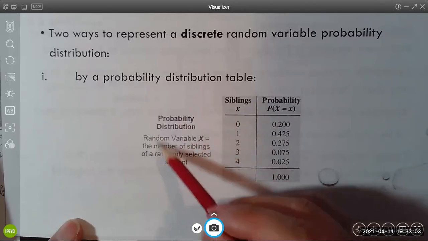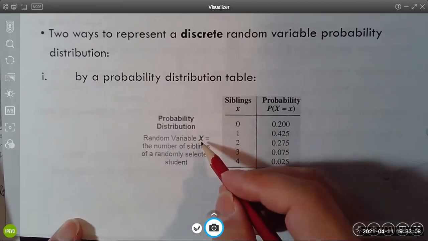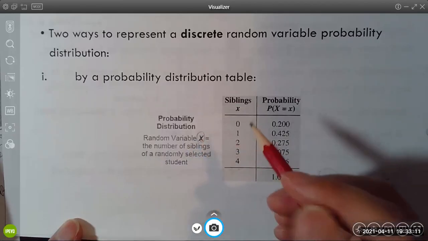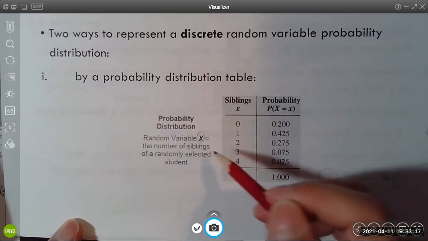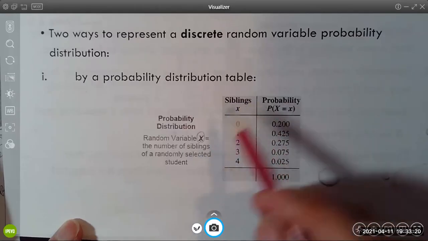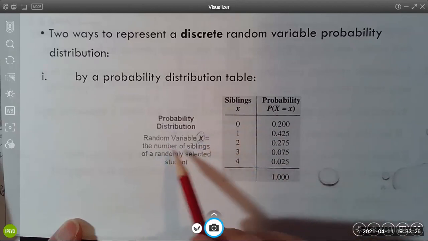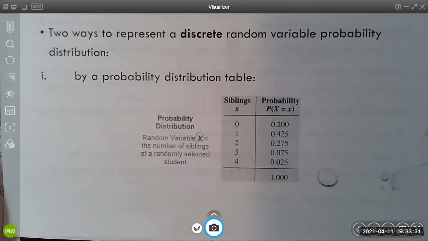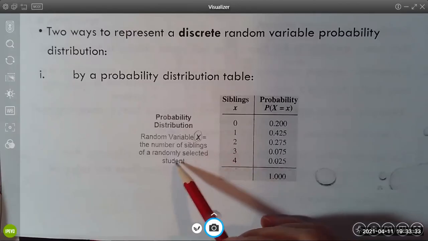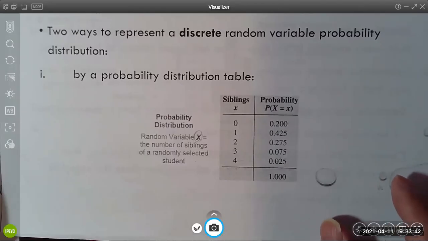So let's read this part of description. It says random variable x. Usually for the variable itself, we use a capital letter, and for those values that represent the variable values, we use a lowercase letter. This is a general description of that variable. We have this variable x, which represents the number of siblings of a randomly selected student. Now, let me give you a little bit of background information. Basically, this is a group of students, and they already know in advance, by asking each of the students how many siblings they have.